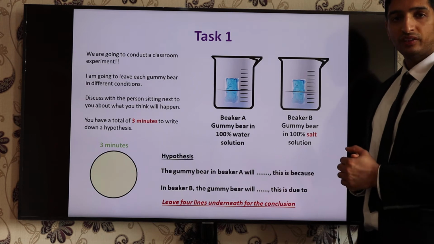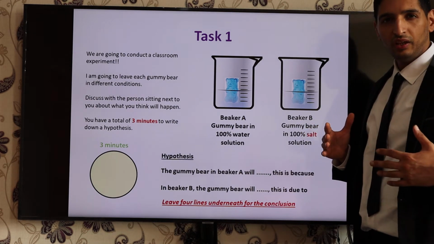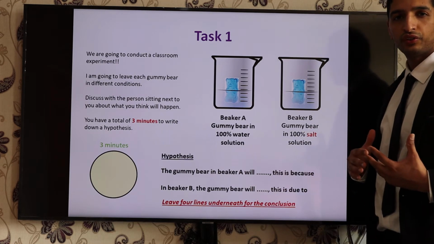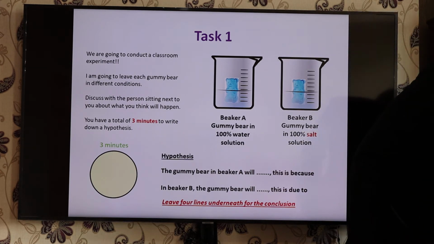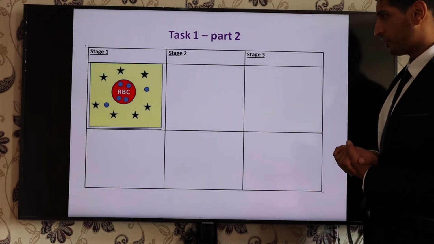Now, in your exams, they may ask you about potato chips. The concept is exactly the same. It's just they're using different substances. Now, you can pause the video. Let's see if you can do this task.